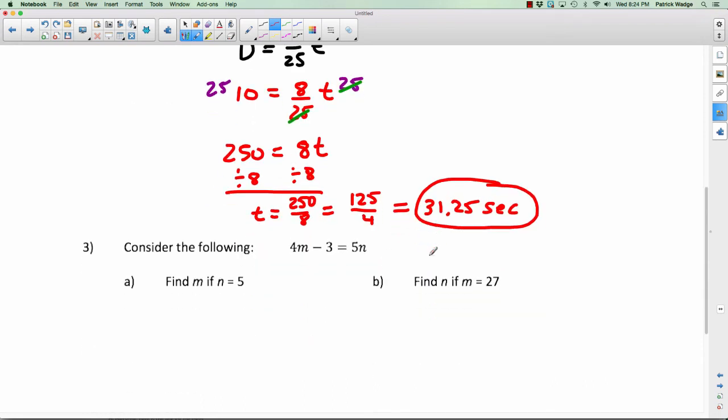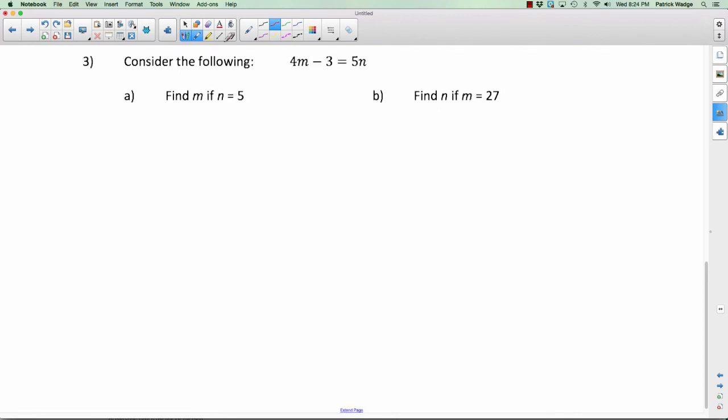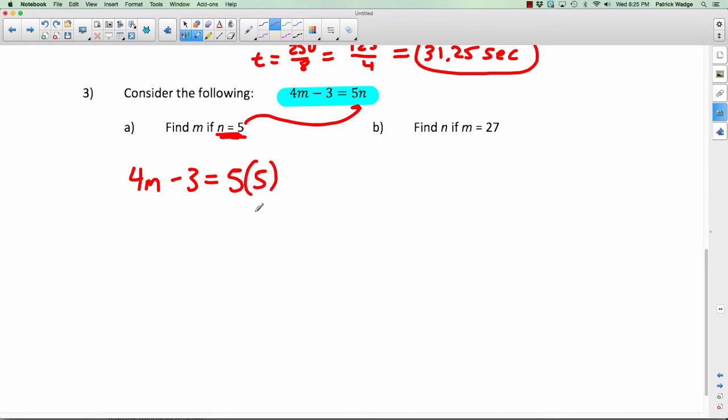Okay, last question. There's a question like this on your workbook assignment as well. They just give you a little equation here, and then they tell you one of the letters, and you have to figure the other one out. All right, so for this equation right here, if they tell you that n is equal to 5 and then they ask you to find m, well, you're just going to plug that 5 into the n right there. So you'll have 4m, we don't know m yet, that's what the question is, minus 3 equals 5 times, and we're putting 5 right in the n, so we have another 5 there, 5 times 5.